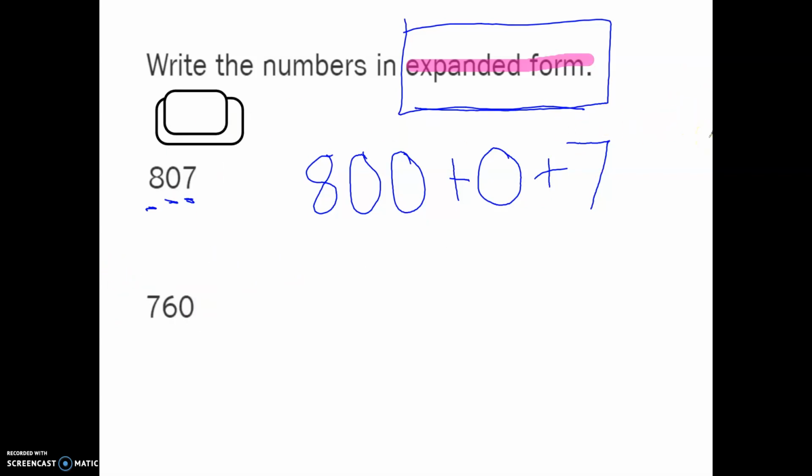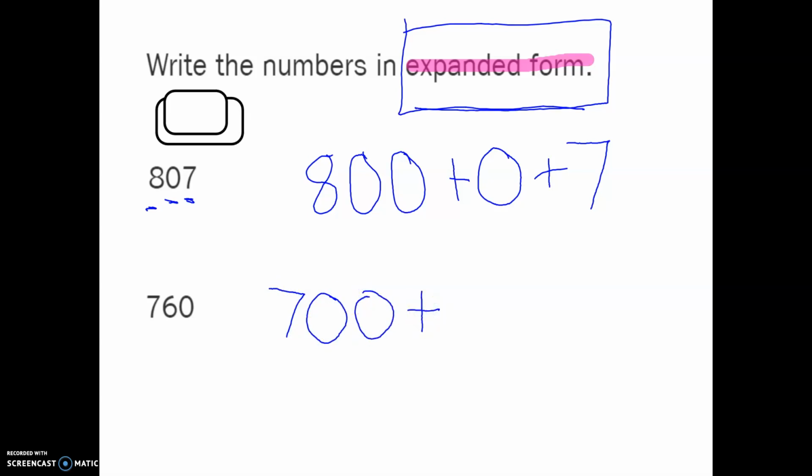760. Again, I have a digit in the ones place, the tens place, and the hundreds place. Let's start with the hundreds place. That's a 7 in the hundreds place. Writing that out in expanded form, I can't just write 7 because it doesn't mean 7. It means 7 hundreds, so it means 700.